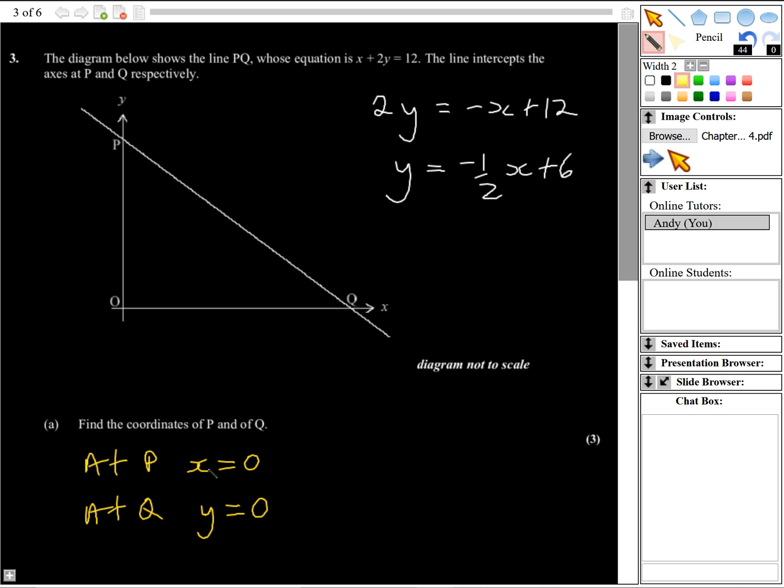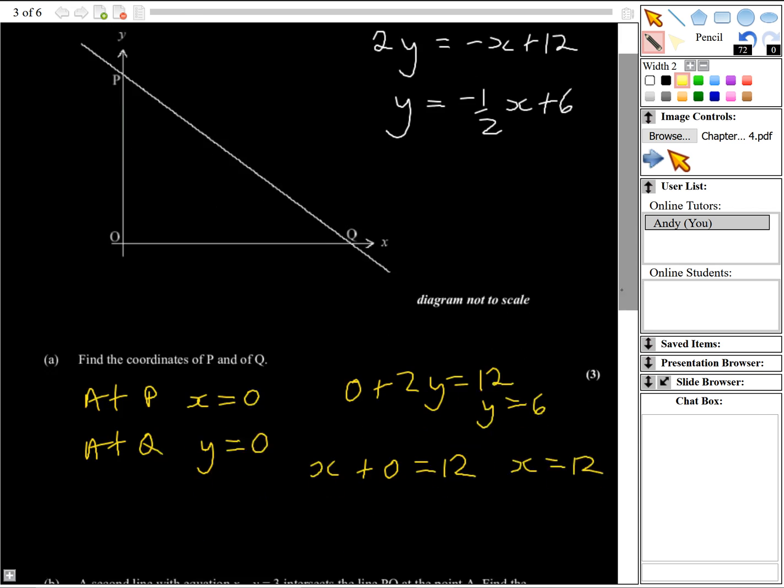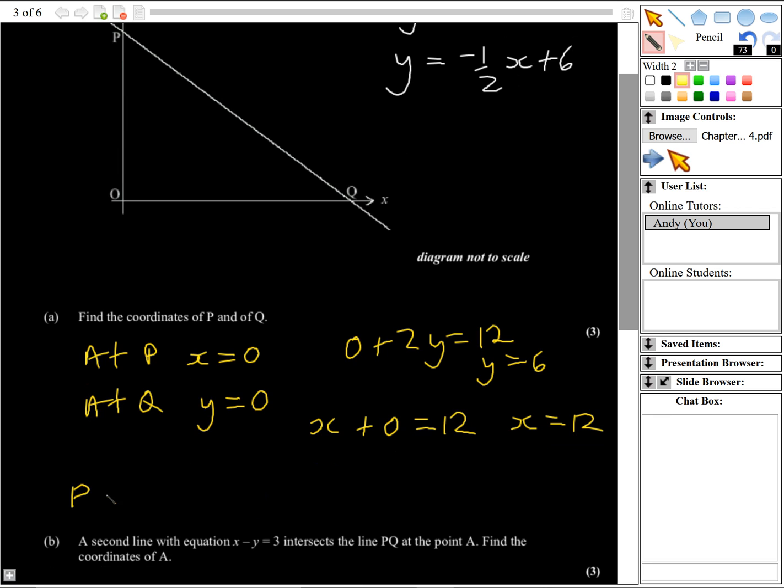Alternatively, I can just substitute in x is 0 into this equation here. So I could say that 0 plus 2y is equal to 12. The 0 would disappear, 2y would equal 12, and then divide by 2, y would equal 6. And for the other one, I could substitute in y is equal to 0 and find x. So I'd say that x plus 0 is equal to 12, and in this case x would have to equal 12. So all I should do then is just write the coordinates down. So P is equal to 0, 6, and Q would then equal 12, 0.